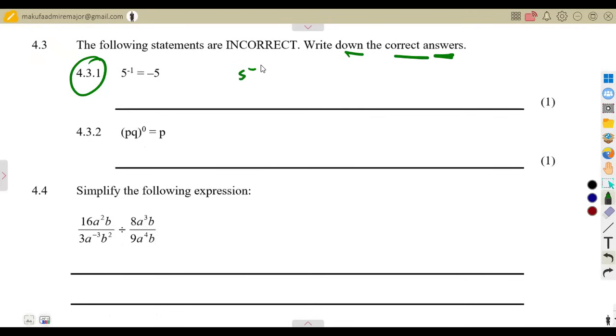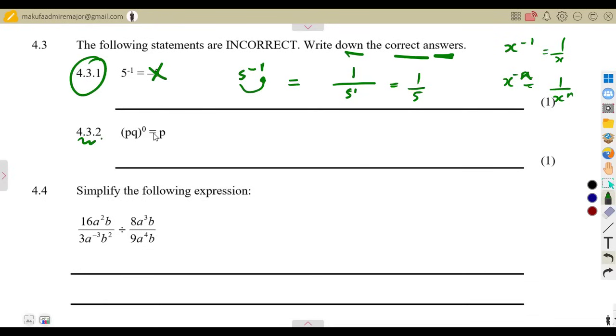So 5 to the exponent of -1 means what? Remember, x to the exponent of -1 is 1 over x simply. X to the exponent of -n is 1 over x to the exponent of n. So if you're given a negative exponent, it's just 1 over 5 to the exponent of 1. And 5 to the exponent of 1 is the same as 5. So it's 1 over 5 there, not -5. And most students have a tendency of doing this.